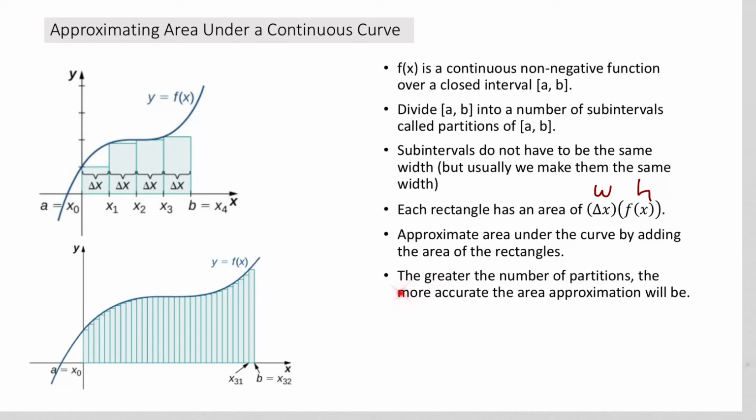So it stands to reason that the greater the number of partitions, the more accurate the area approximation will be. Looking at this top picture, these are fairly wide, and you've got some white space here. That leads to an underestimate of the actual area. But in this picture, there's very little white space because these narrow partitions more accurately cover this region. So the more rectangles you have, the more accurate your area approximation will be.